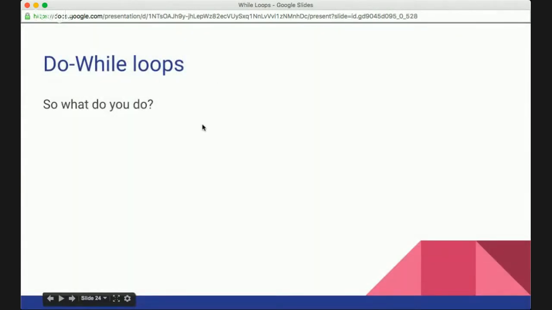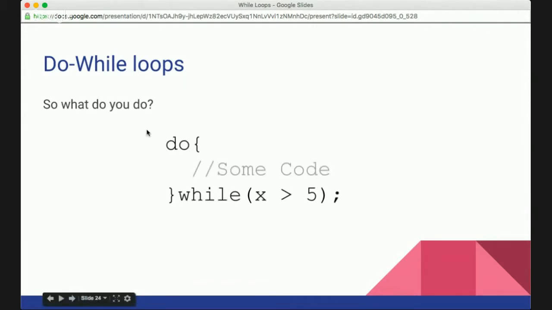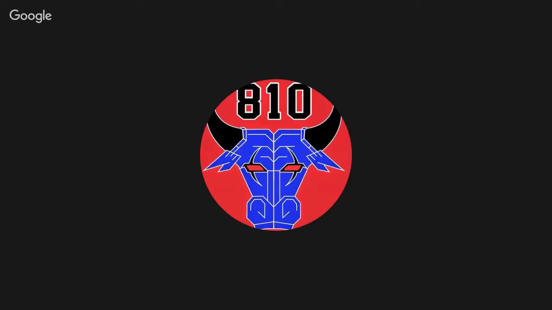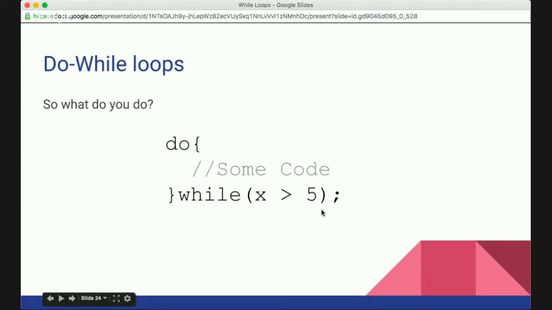Instead you can use what's called a do while loop, which looks like this. It's much the same. You have the do keyword at the beginning, and the while at the end, with the condition. Since it ends with something that's not braces, you need the semicolon.